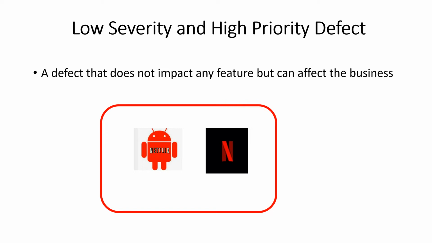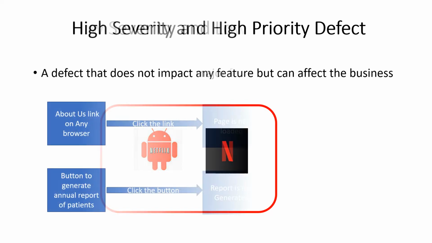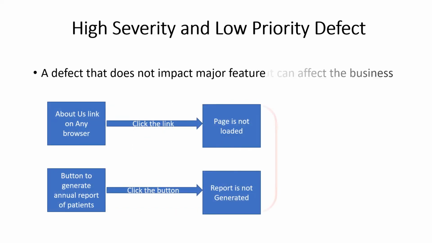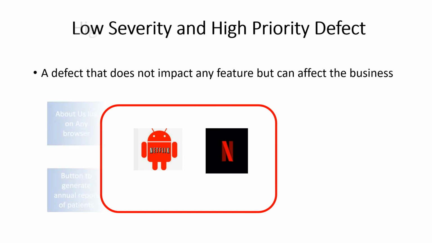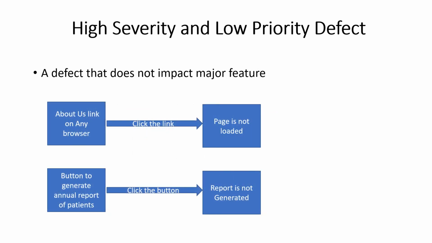Understood? They will ask you in interviews, can you give an example for low severity and high priority, and high severity and low priority. These two are sure questions. So please keep it in mind. Okay.